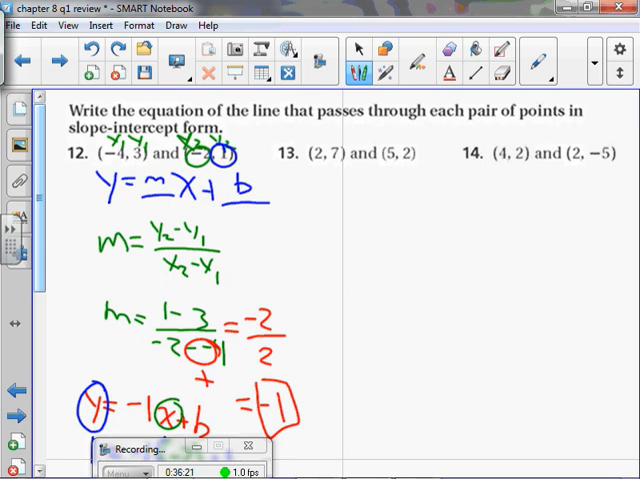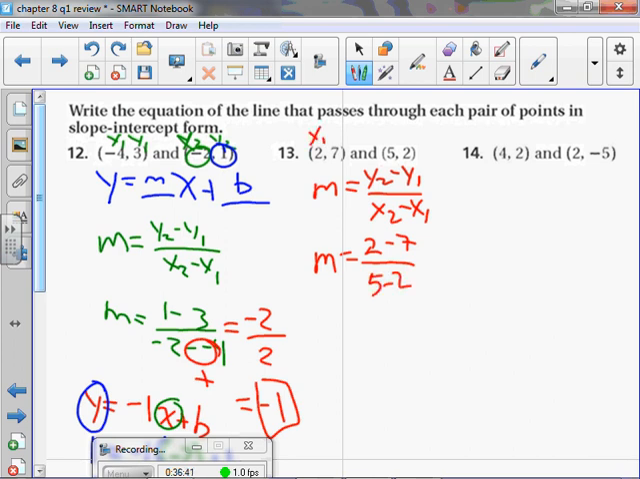For 2, 7 and 5, 2, m equals y2 minus y1 over x2 minus x1. So m equals 2 minus 7 divided by 5 minus 2. And the reason I got that, I said this is x1, y1, x2, y2. Okay, so 2 minus 7, 5 minus 2. So m is equal to, this is 2 minus 7 is negative 5. 5 minus 2 is 3. And I have that my slope is going to be negative 5 over 3.